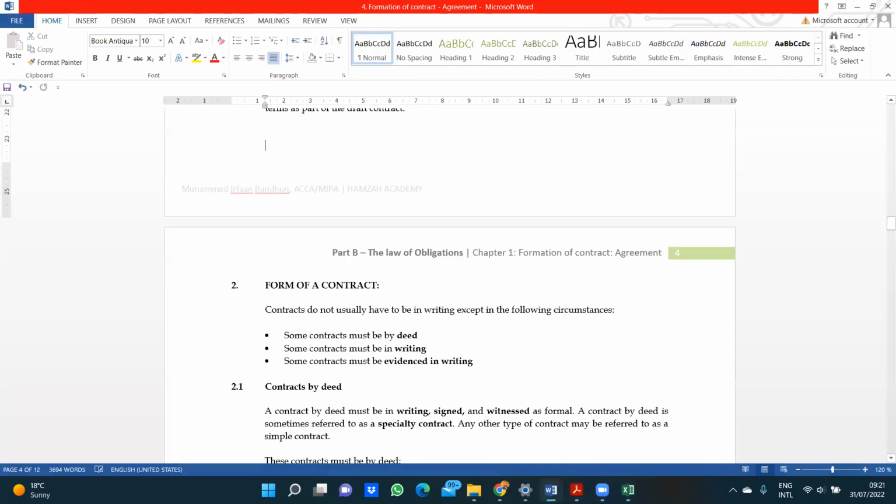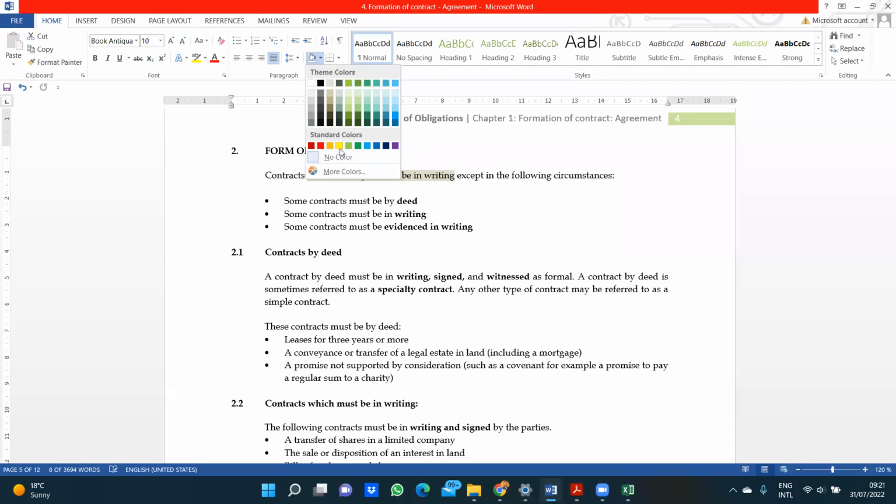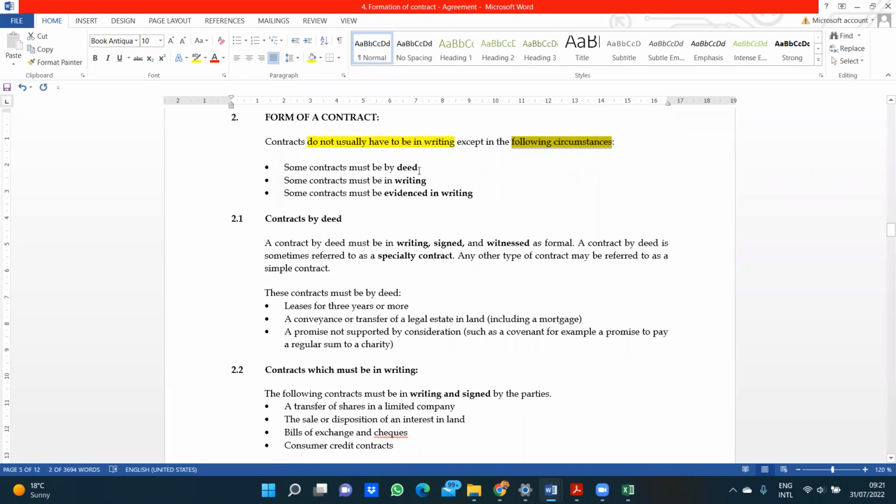Now, form of contract. The contract usually does not have to be in writing. As I said earlier, a contract can be oral as well, except in the following circumstances. In the below circumstances, it has to be in writing. For example, contract by deed. Some contracts must be in writing itself, and some contracts must be evidenced in writing. We'll study these more in depth in some minutes.